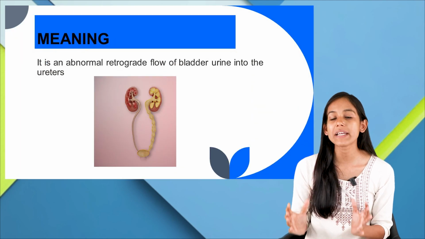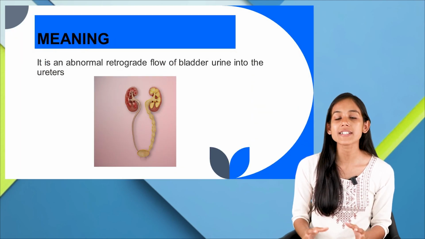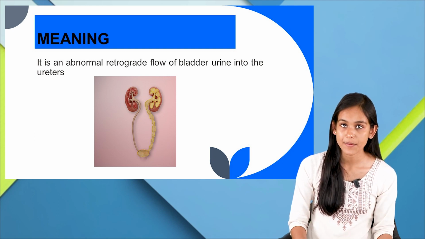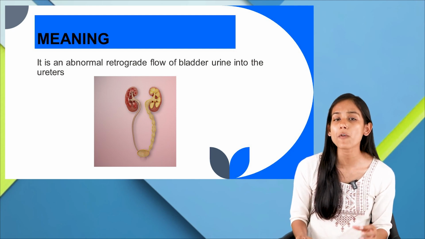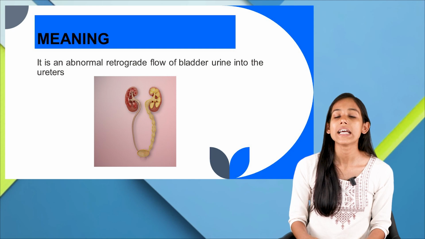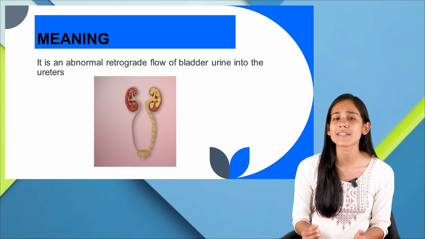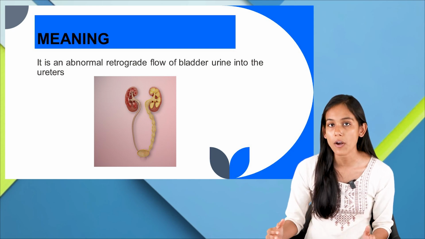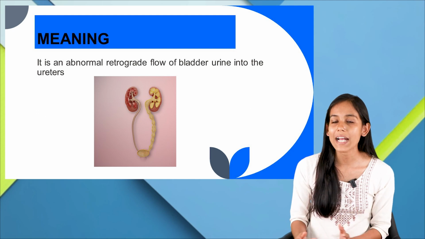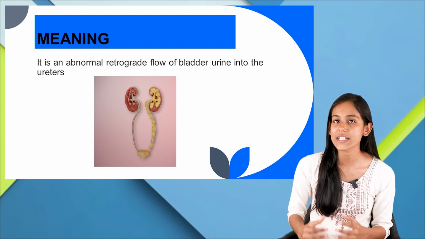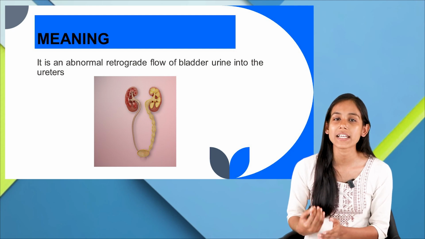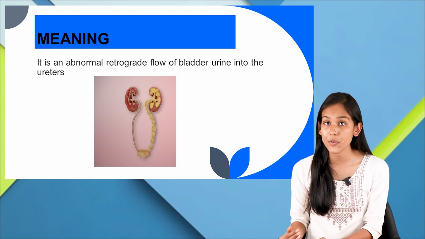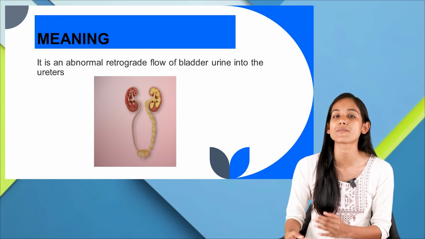So let us move on to the meaning of vesicoureteral reflux. It is an abnormal retrograde flow of bladder urine into the ureters. So here what we can see is that there is abnormal retrograde flow, right? Now normally what happens is that the urine travels from the kidneys via the ureters to the bladder. That is the normal passage for the urine. But here in vesicoureteral reflux, the passage is reversed. So here there will be flow of urine, but the direction of flow of urine would be reversed.